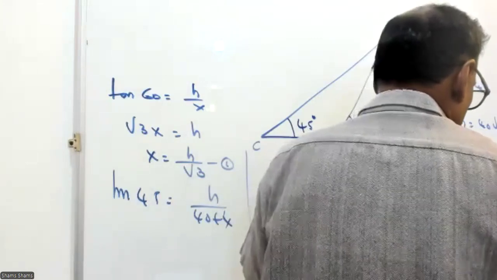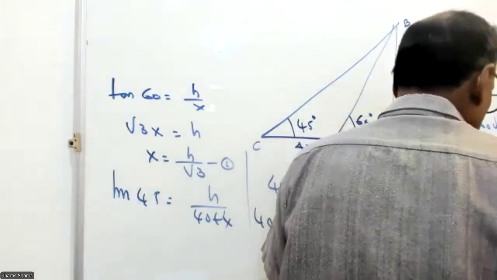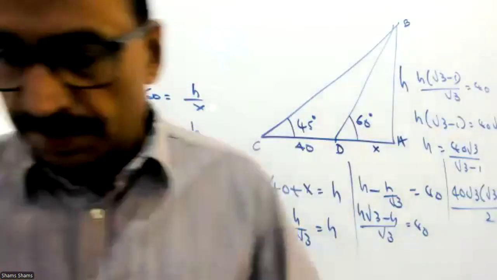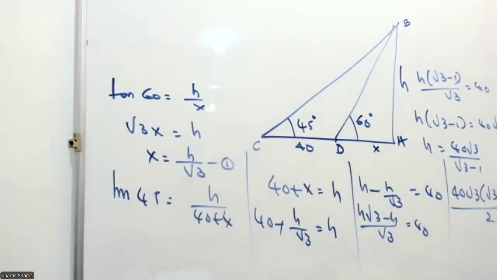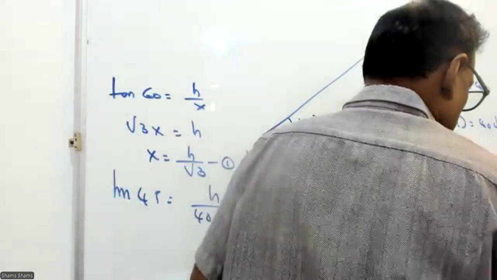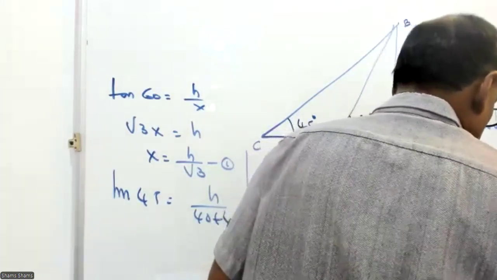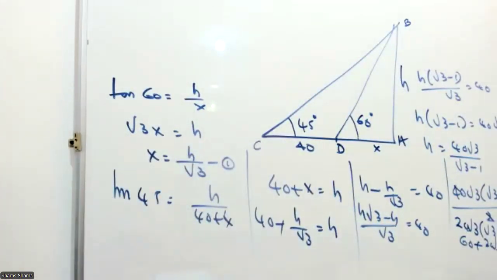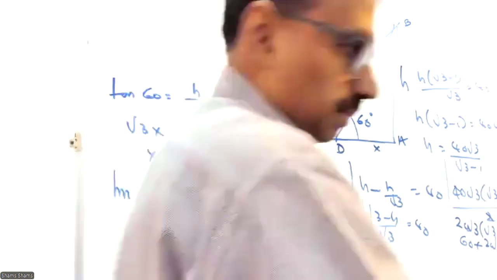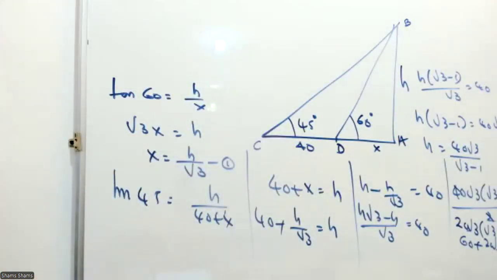Factorizing, 40 root 3 into root 3 plus 1 divided by 2. Now substitute, you'll get the answer. Correct or not? You'll get the answer is 94.6. You can cancel this one: 20 root 3 into root 3 plus 1, 60 plus 20 root 3. Okay. Answer the question.